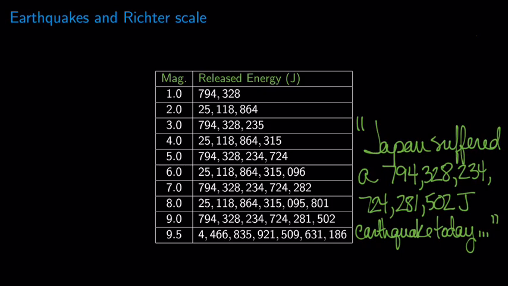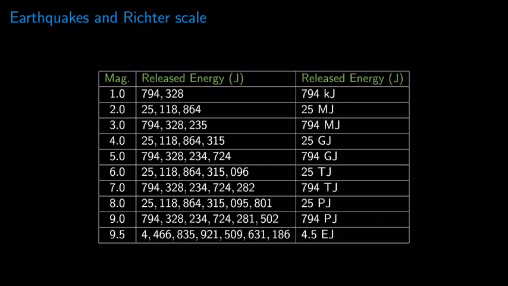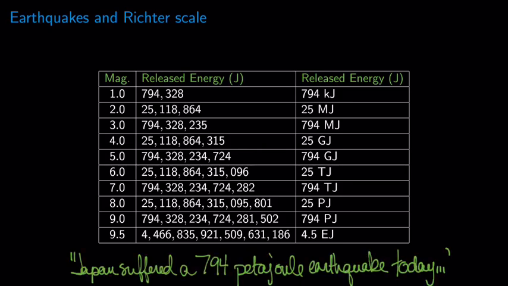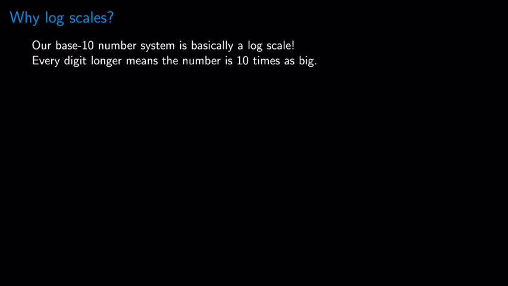The metric system has something that helps us with that. I mean, there are the prefixes, right? There's a terajoule, petajoule, exajoule, but just the same, there are these same issues with number sense. It still doesn't mean a whole lot to me that Japan suffered a 794 petajoule earthquake today. It's very hard to communicate, and so we convert to magnitude.